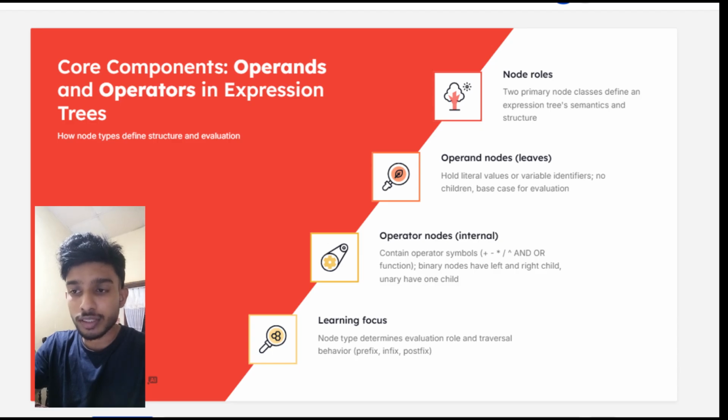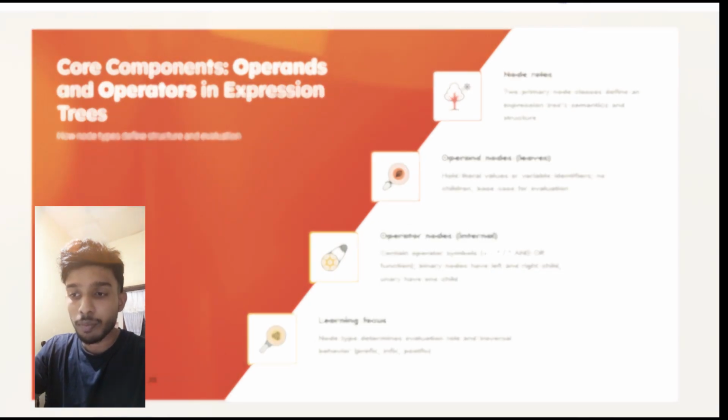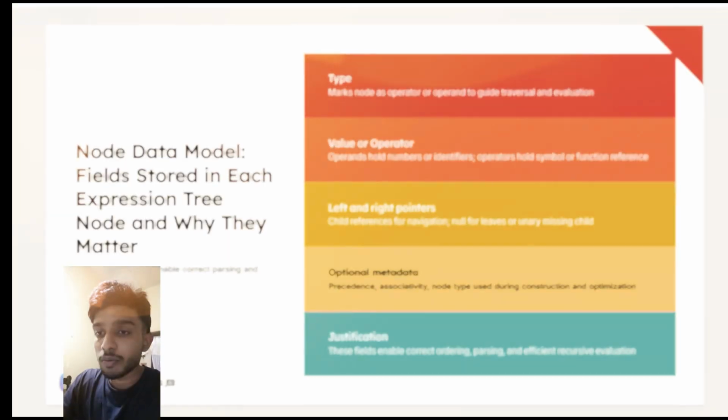Second, operator nodes. They are the internal workhorses. They hold an operation like plus, minus, or a function call. A binary operator like plus will have left and right child pointers pointing to the subtrees that represent its operands.